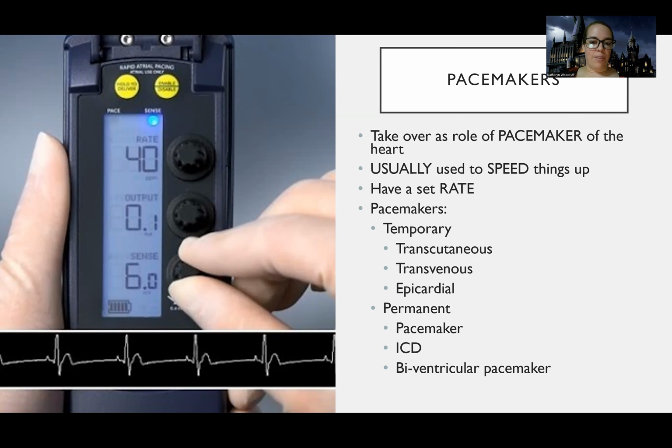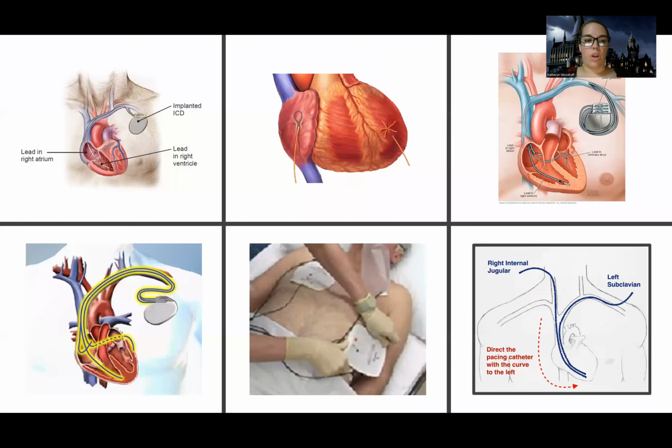There's a variety of types of pacemakers. I have pictures on the next slide. So there's what's called a transcutaneous pacemaker. There's transvenous, and I'll talk about each of these as I show you the pictures. It'll be easier as I'm doing. There's epicardial. Those are all temporary pacemakers. And then there's permanent ones, like a permanent pacemaker that's implantable, an ICD, which is an implantable cardioverter defibrillator, and then a biventricular pacemaker, which we use in heart failure.